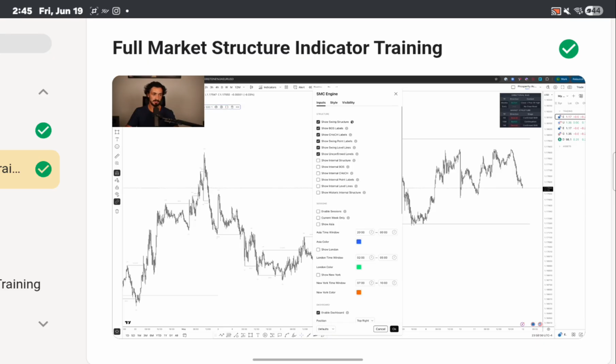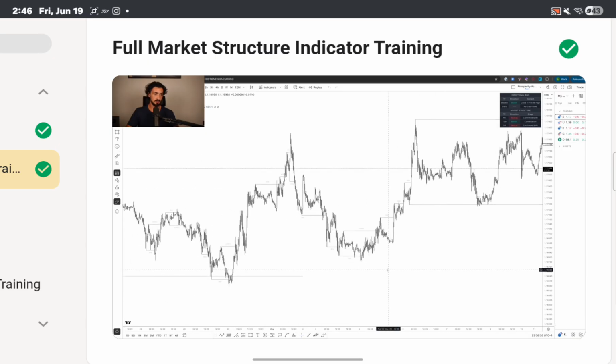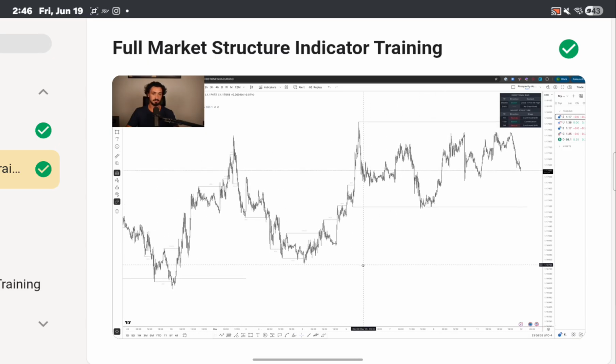So we have show swing structure. We have the break of structure labels, the change of character labels, the swing point labels. We'll actually remove the swing point labels. I think those are the higher highs. We don't need them. Swing level lines, we definitely want to see those. And unconfirmed levels, those are also important. So if you just have those things selected, what you will see in here is your actual trend, your actual structure.